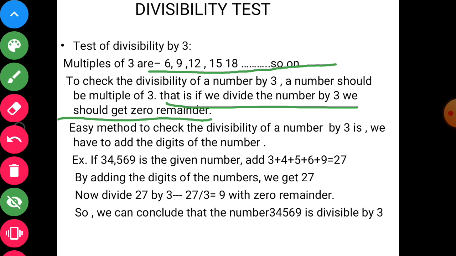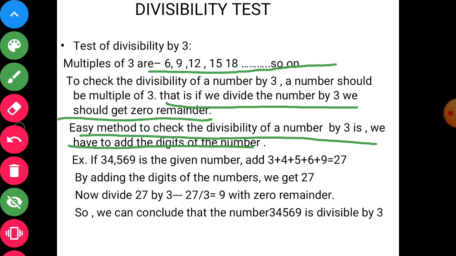Okay, an easy method to check the divisibility of a number by 3 is to add the digits of the number, like I have written here. What is the meaning of this and what is the purpose of doing that? The advantage of learning the divisibility test is that without wasting time, within a minute we can find the answer. Instead of going for the long division method, by adding the digits of the number itself we can tell whether the given number is divisible by 3 or not.